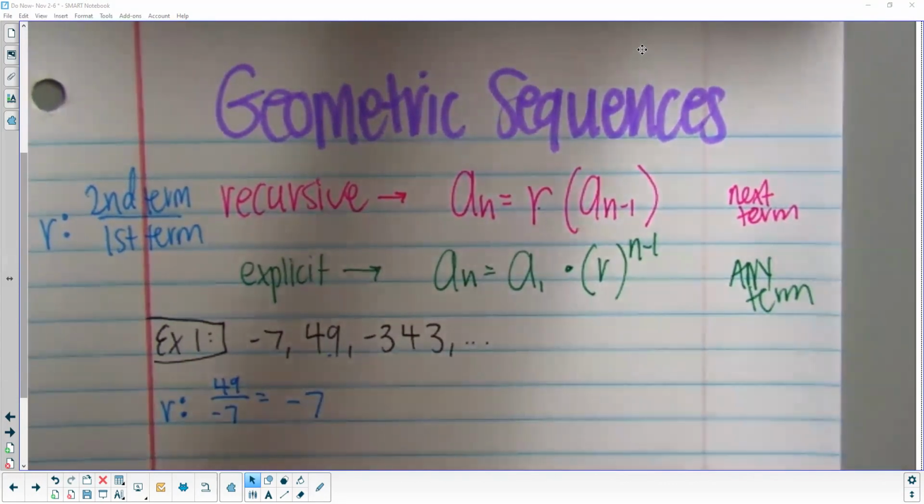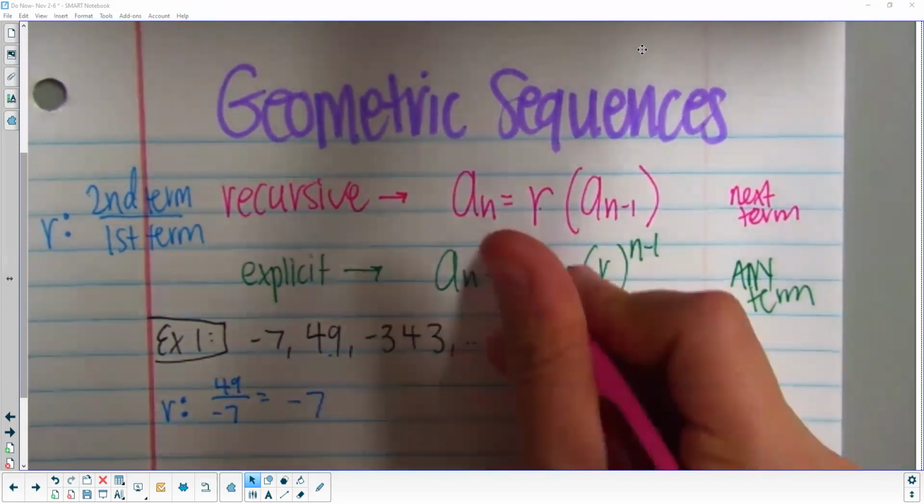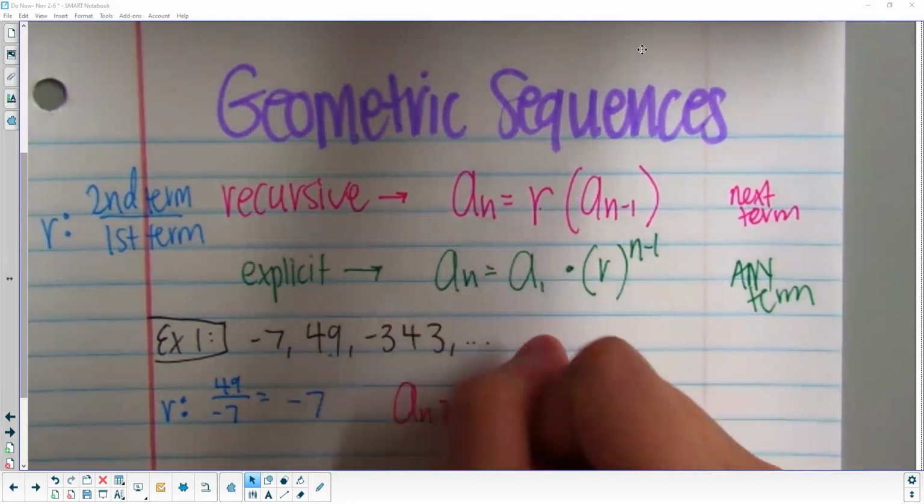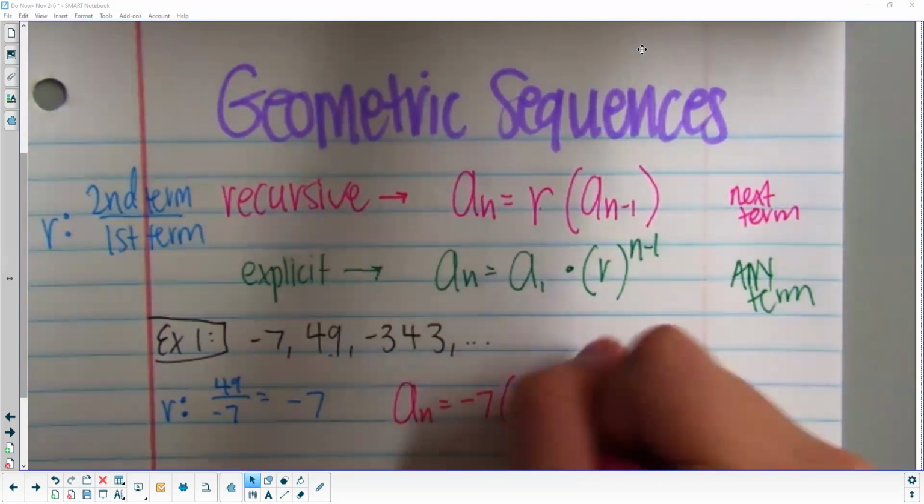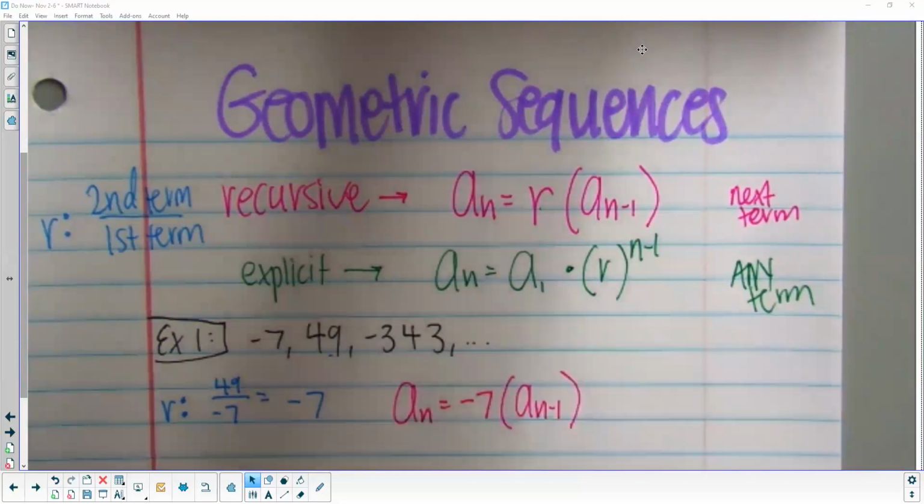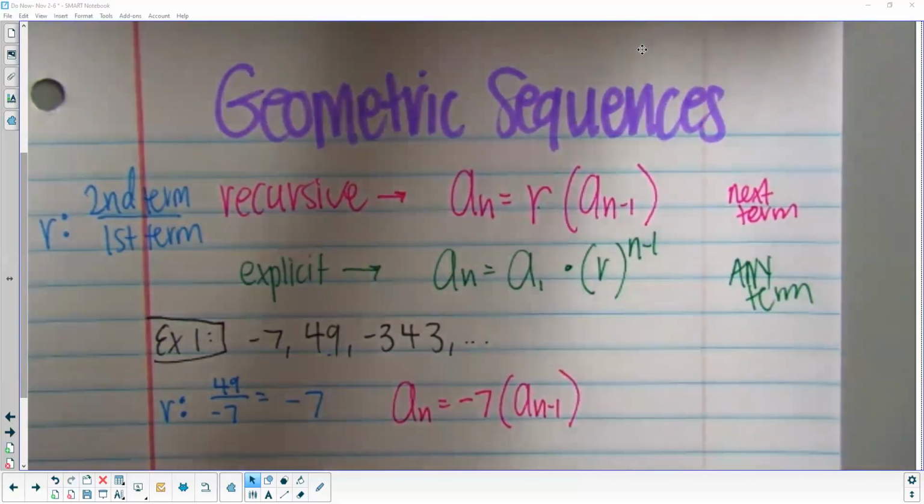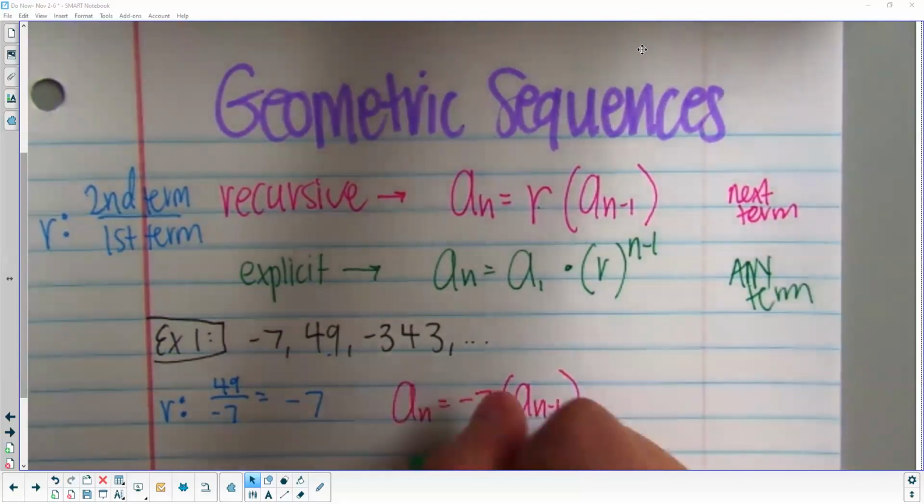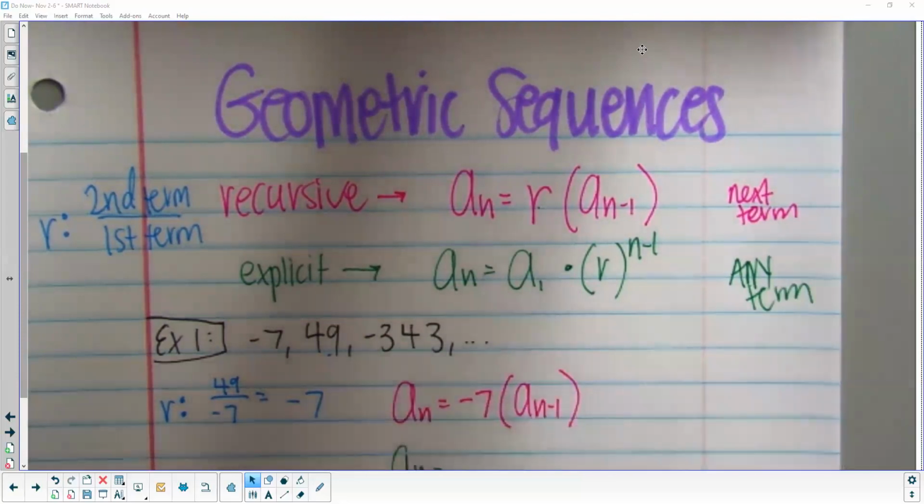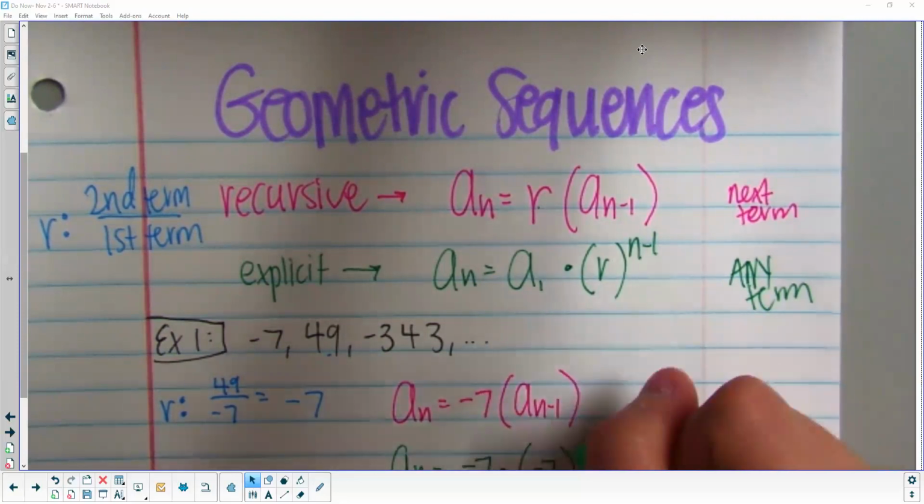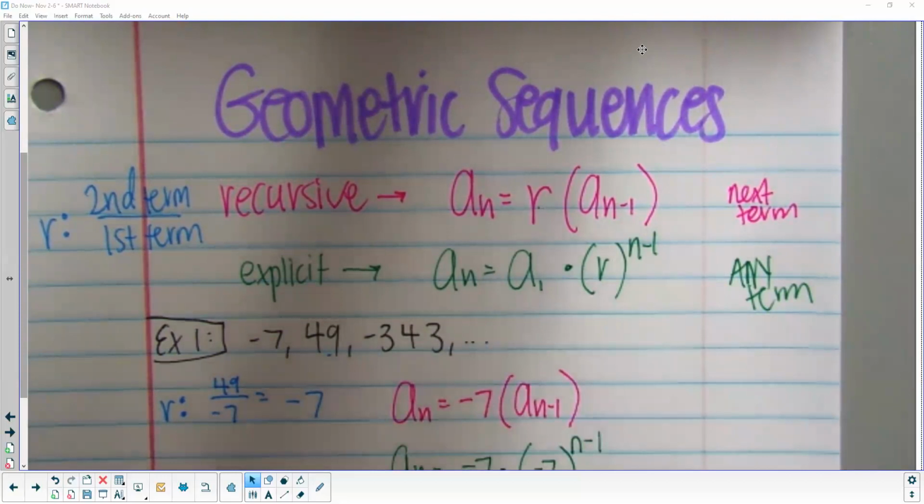So to write a recursive rule here, I'm going to write that in pink. A sub n is equal to -7 times my previous term. Or I could write an explicit rule. A sub n is equal to my first term, -7, times my ratio, which is also -7, to the n minus 1 power.